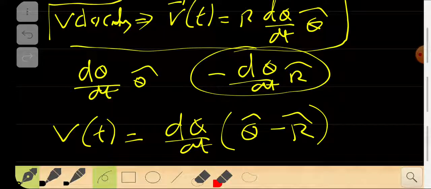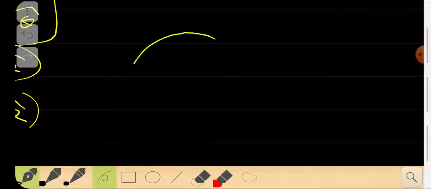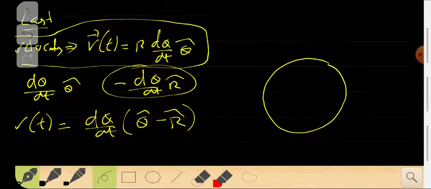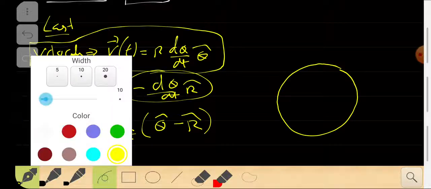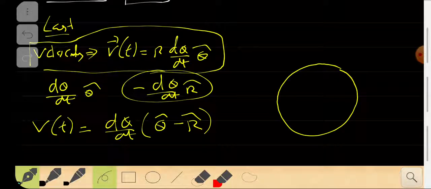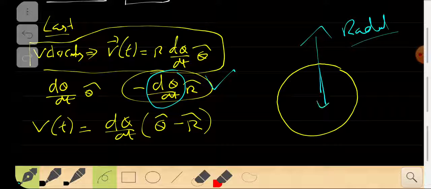So what does it say about the physics of a body which is rotating? If it is rotating like this, what does it tell us? If you look closely, you can see that the velocity vector has the component of minus d theta by dt in the r cap direction. The r cap direction is like this, radially outwards. So in the radial direction, the velocity component has a minus sign with d theta by dt.